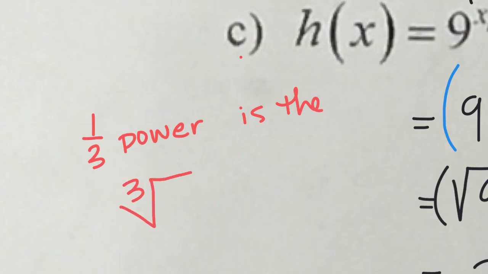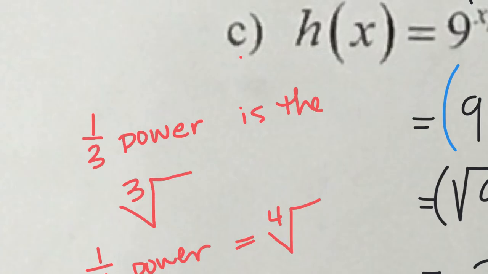Okay, which looks like this, right? The cube root has a 3 out in the elbow. And the 1/4 power is the 4th root. So whatever that power is, whatever your denominator happens to be of your fractional power, that becomes the root of whatever we're taking the power of.